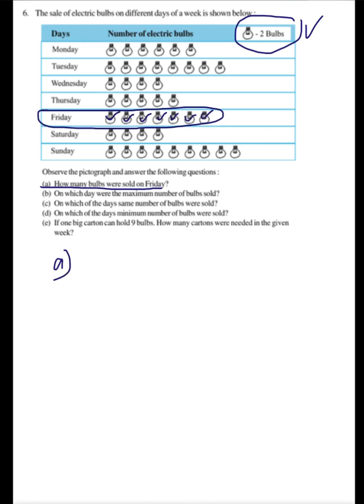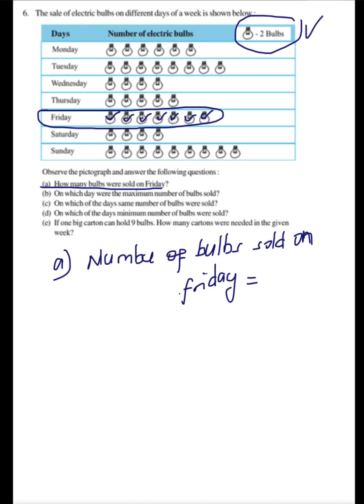For the first question, number of bulbs sold on Friday. You count 1, 2, 3, 4, 5, 6, 7 pictures. But each picture of a bulb represents 2 bulbs. So 7 into 2 is 14 bulbs. That is, the number of bulbs sold on Friday is equal to 14 bulbs. That is the answer for A.